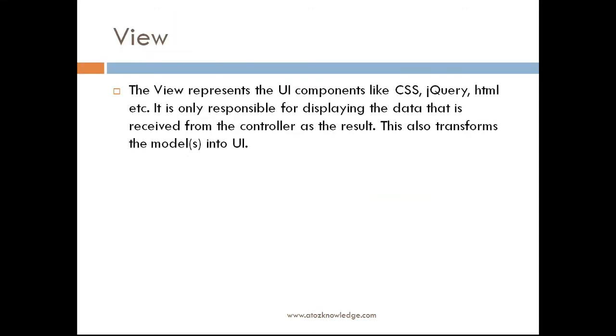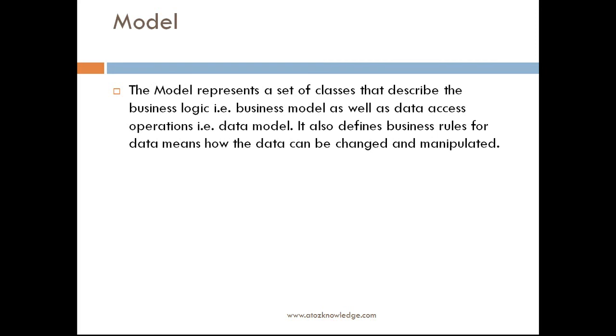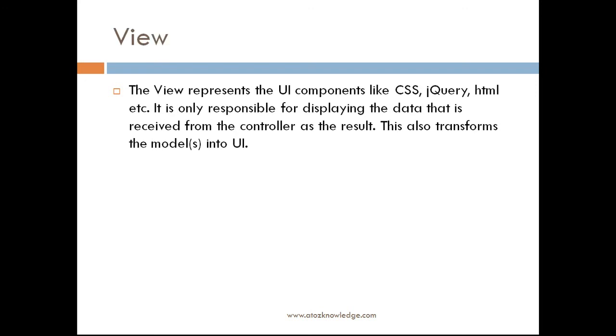Now we can go for the theoretical part. Model is a representation of a set of classes that describes the business logic. It also defines business rules for the data, meaning how the data can be changed and manipulated. Then the view. The view represents the UI components like CSS, jQuery, HTML, etc. It is only responsible for displaying the data received from the controller as the result. This is also a transformation of models into the UI part. So I got the teacher UI from the model, and I got the student UI from the model.